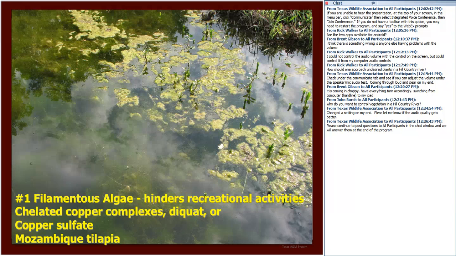Now, another issue with Mozambique tilapia is that if you have largemouth bass in the pond, they're really not effective, because the largemouth bass are very effective predators on their offspring, and so they can't reproduce quickly. And so that means you'll have to stock many, many more adults, which are quite expensive to stock on their own.